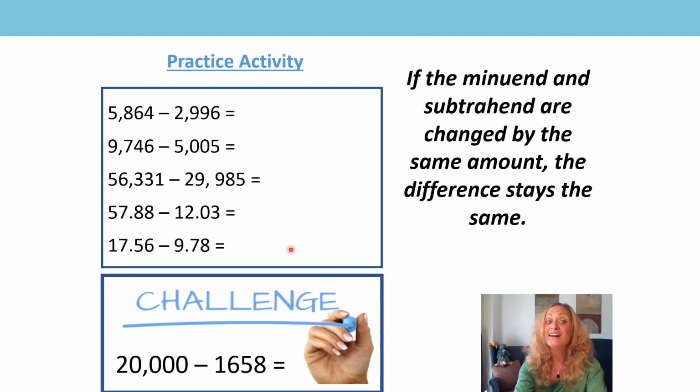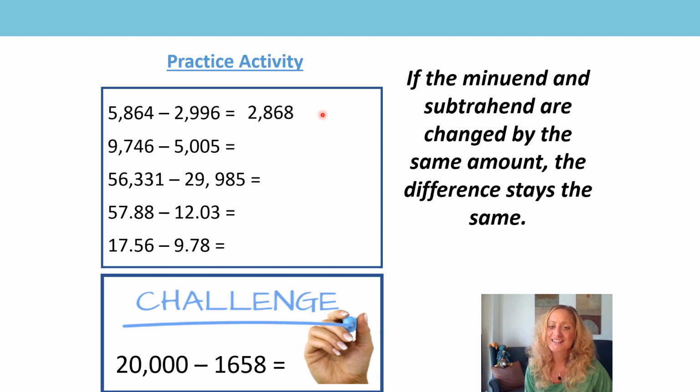Looking at these mental calculations that you've been given, we can see that the minuend subtract the subtrahend gives us our difference. So you've been using your mental strategies to see what you notice about these numbers and see if you can transform the subtraction to make it easier. What did you get for the first one? Did you get 2,868? Well done if you did.